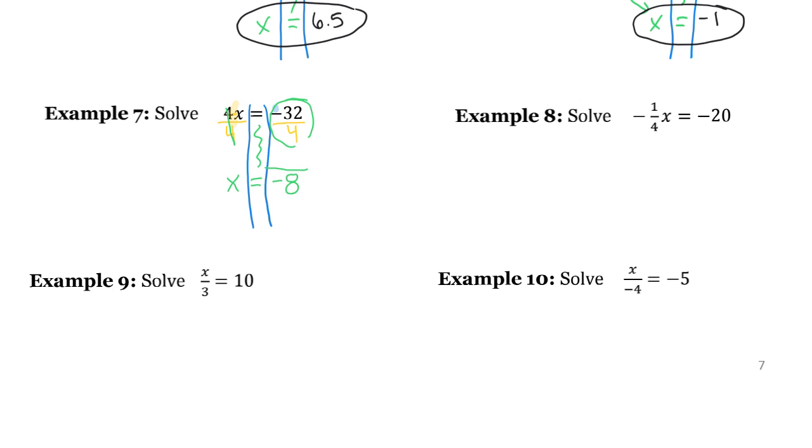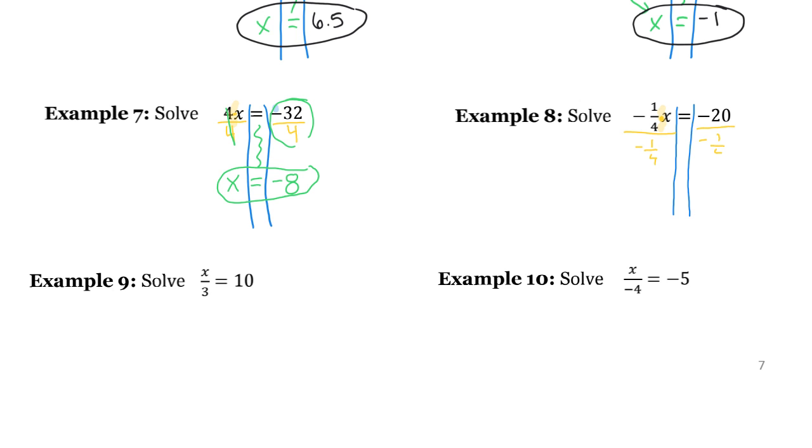Okay. Now we're going to do example 8 together, because this one's a little tricky. It's got a fraction in it. The fraction doesn't really change anything. It works the same way. We draw our river. Again, we know in between the 1/4 and the x is a multiplication. So that tells me I'm dividing both sides by negative 1/4.